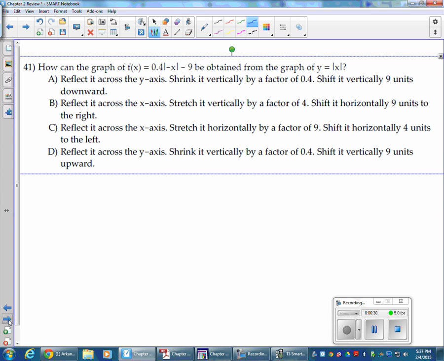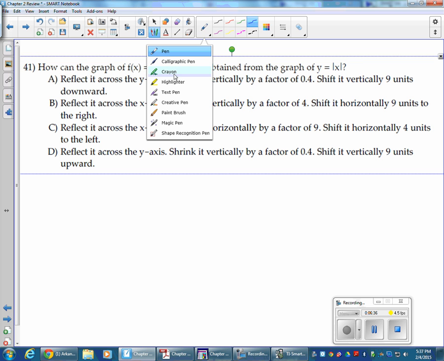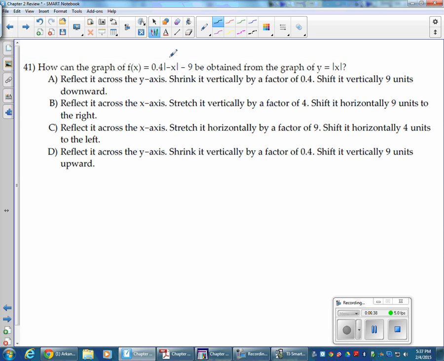Number 41. All right, how do we obtain this graph? Again, now this time, the negative is inside. So that's going to be the y-axis that we're flipping it over, not the x-axis like was in the previous. This is going to be 9 down. And this out here, a 0.4, when the number is out in front, that's always a vertical. If the number in front is larger than 1, it's a vertical stretch. If it's smaller than 1, like a fraction amount, it's a vertical shrink. So this is going to be reflected across the y-axis.